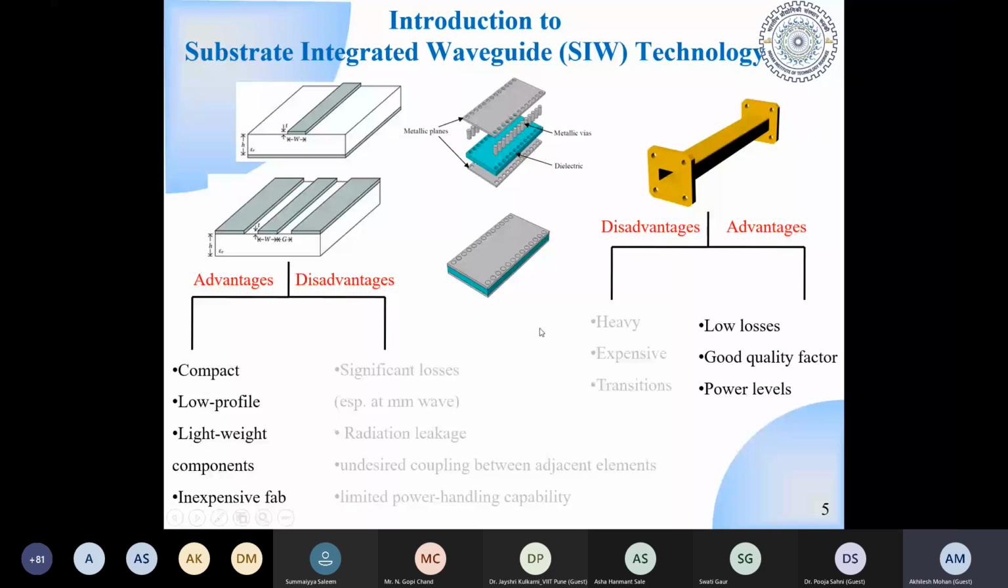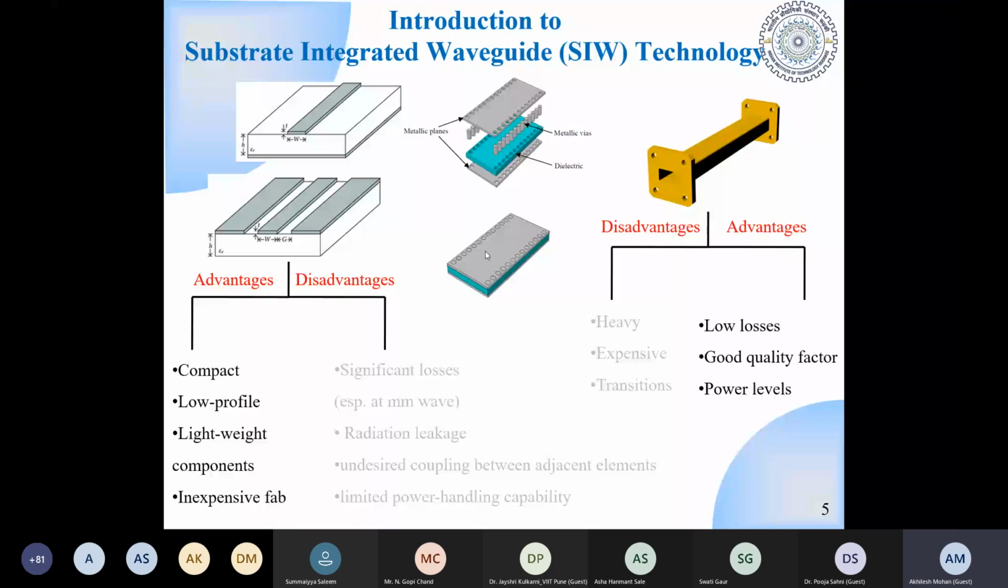If you have an empty waveguide, its quality factor will be much higher, maybe 6000 to 7000. And if you make it empty, remove the dielectric material, it can achieve a quality factor of maybe 3000 or 4000.